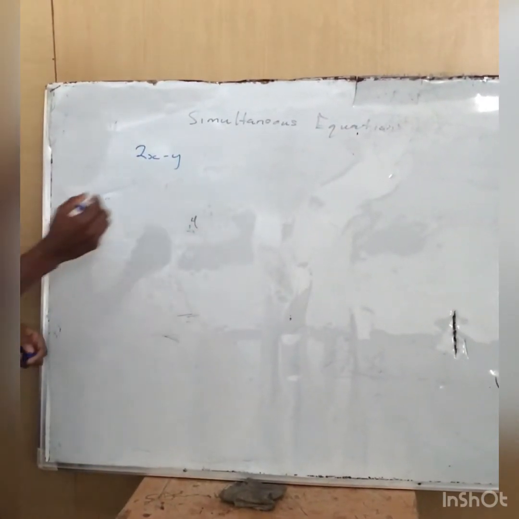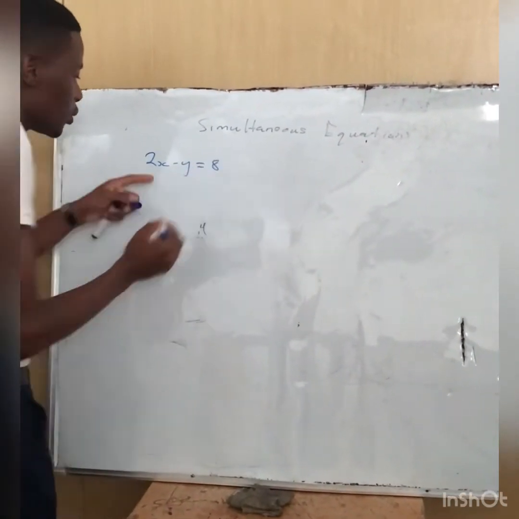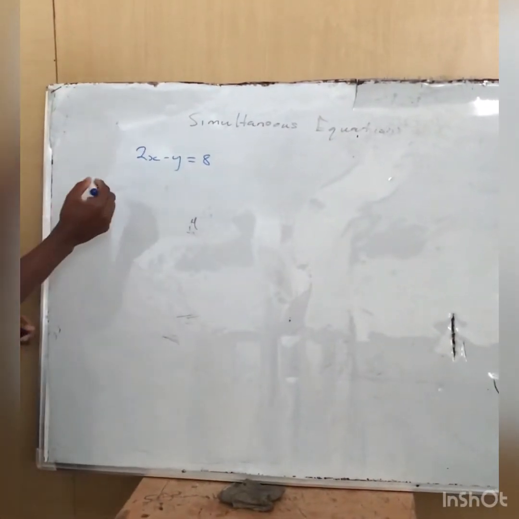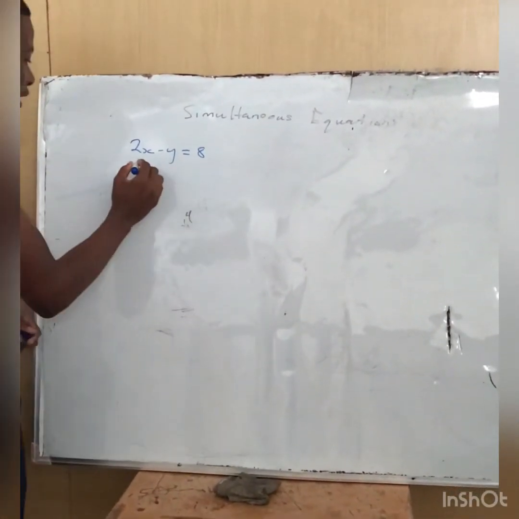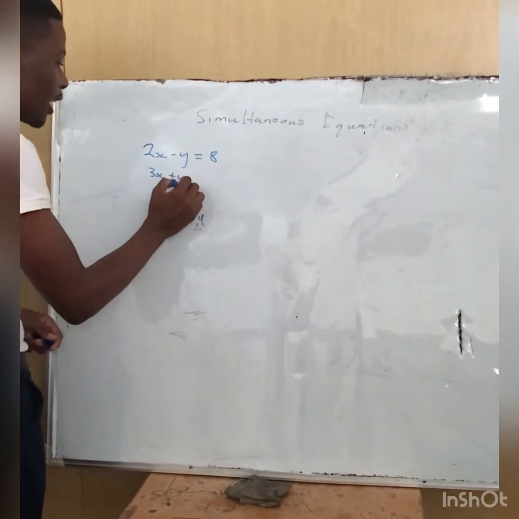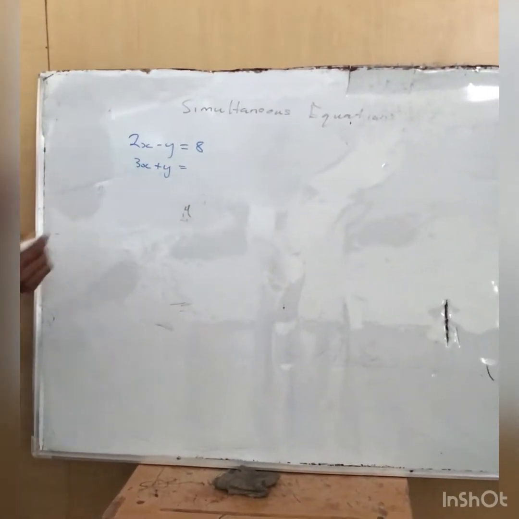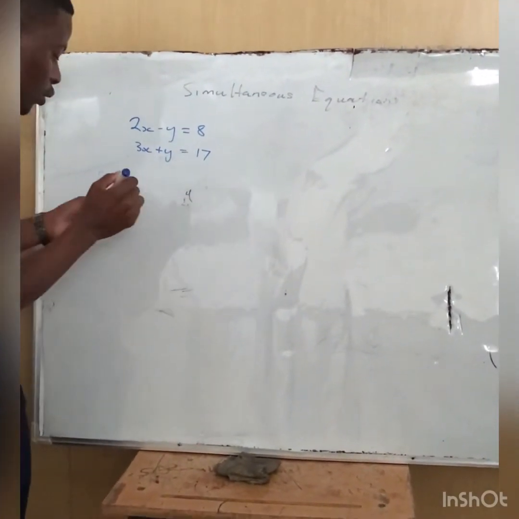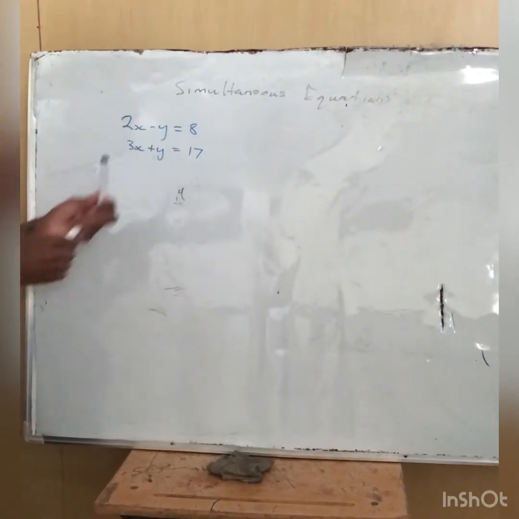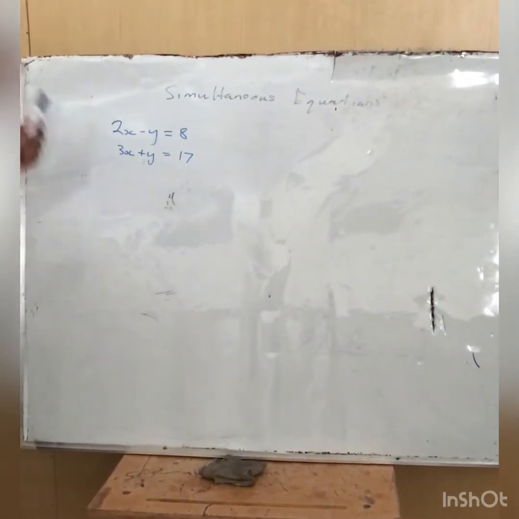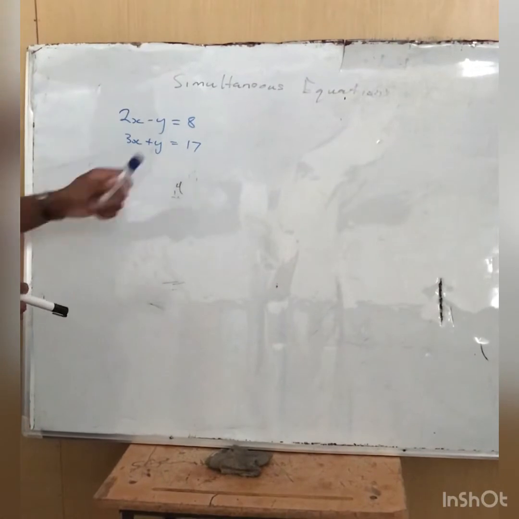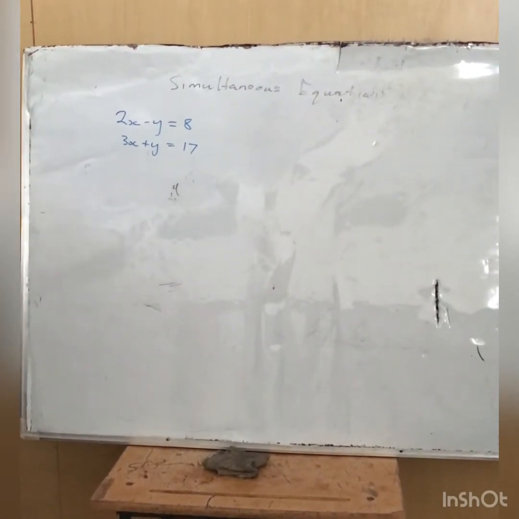So let's consider we are given a set of equations: 2x minus y is equal to 8, then 3x plus y is equal to 17. When we are dealing with simultaneous equations, there are two methods to find the variables for x and for y. The first method is the elimination method.